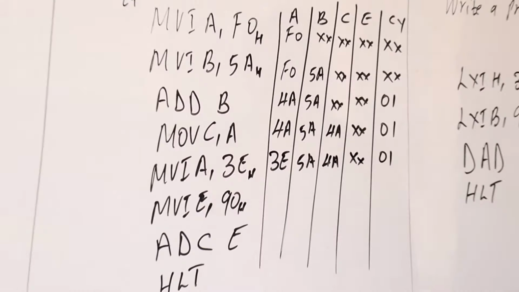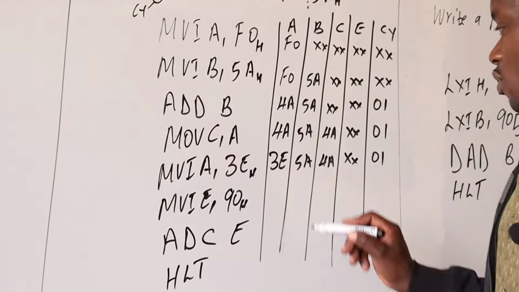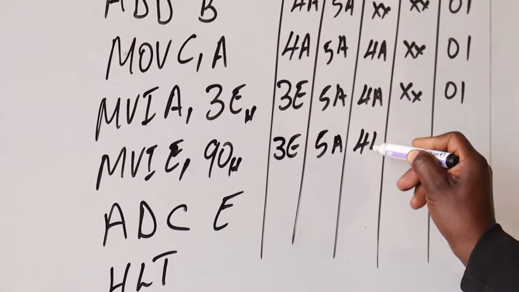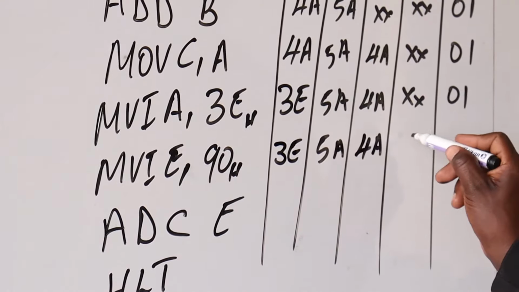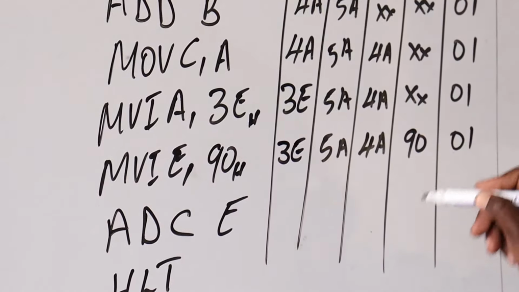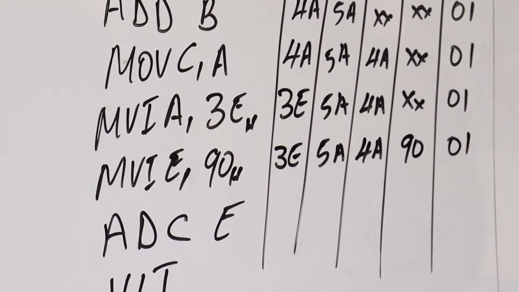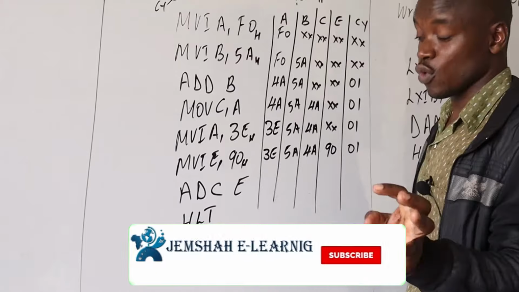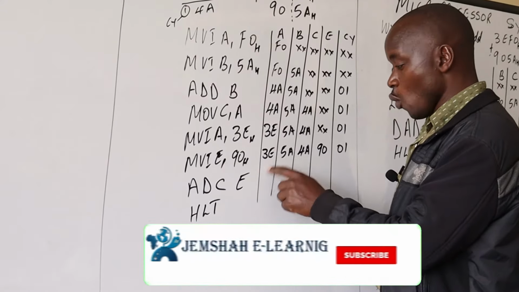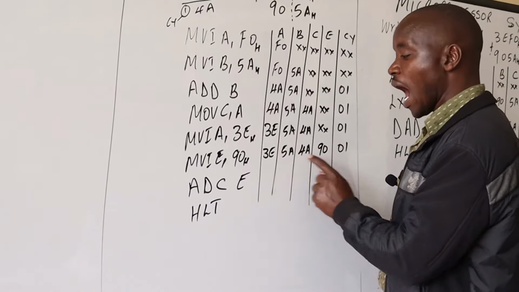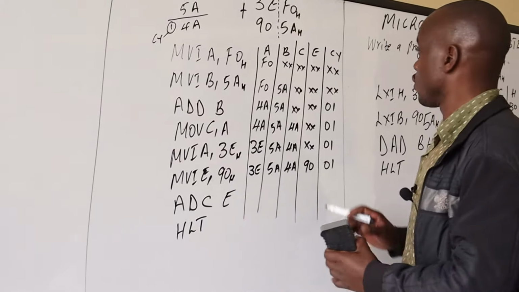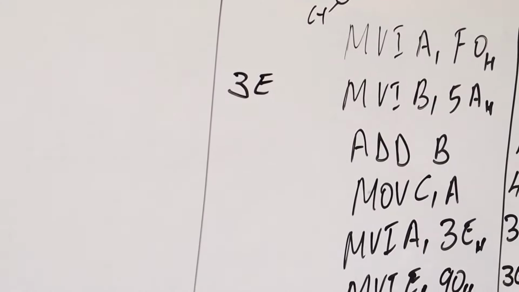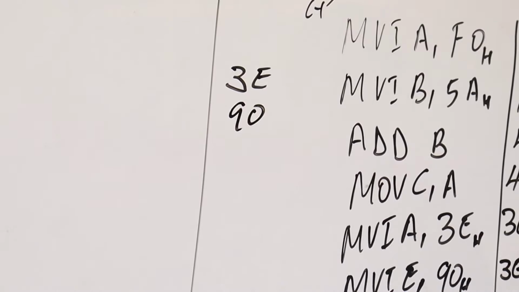Next instruction, move immediate, E, 90. So here now we are sure that in A we have 3E. In B we have 5A. In C we copied 4A there. E now we are sure there is data, which is 90. And then we have the carry in the carry flag. Now check the next instruction. It says add with carry, register E. So it means this way. We check what's in A, which is 3E. We add what's in E, which is 90, and the carry in the carry flag, 1. I want to do it here so that you see it will be 3E in register A plus 90 in register E.